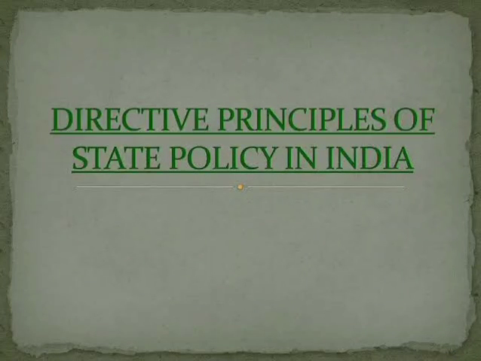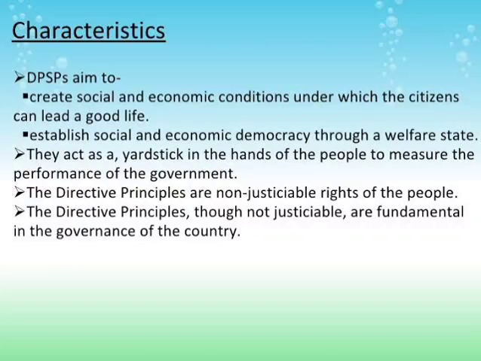Directive principles of state policy in India. It aims to create social and economic conditions under which the citizens can lead a good life. It established social and economic democracy through a welfare state. They act as a yardstick in the hands of the people to measure the performance of the government. These principles are the non-justiciable rights of the people.